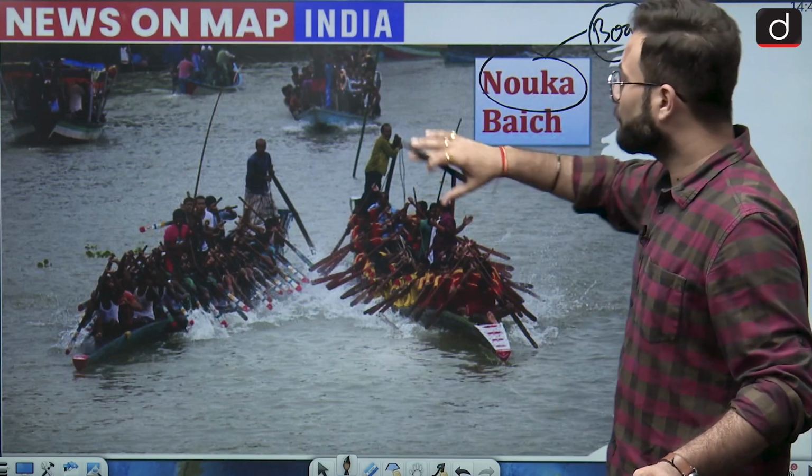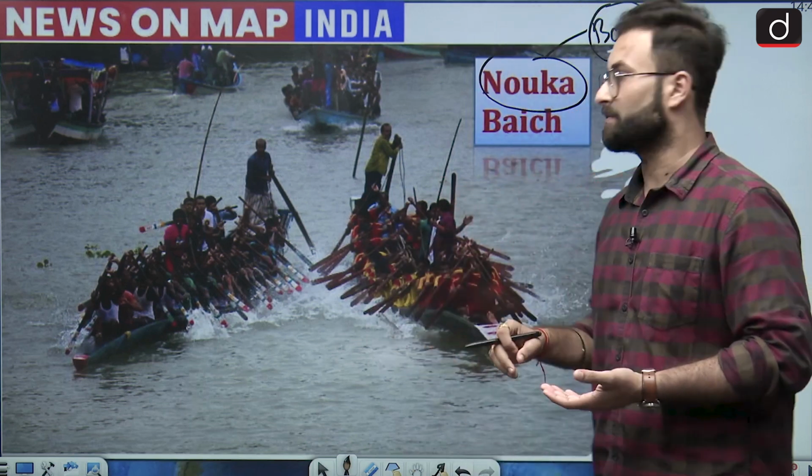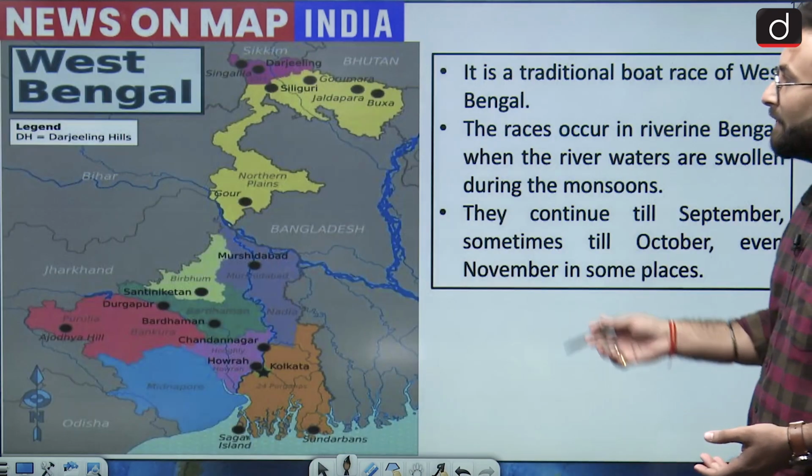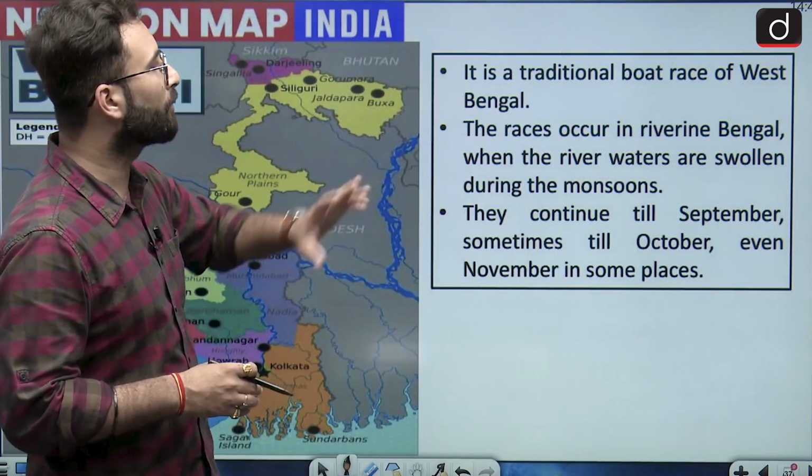Other than that, this particular tradition started basically in the Bengal area earlier, but later on, the Bangladesh area is there. Earlier this whole part was known as Bengal, that is Eastern Bengal and Western Bengal, and the Eastern Bengal has become Bangladesh and we have West Bengal. From that area, this tradition has moved to West Bengal as well. Here you can see it is a traditional boat race of West Bengal.